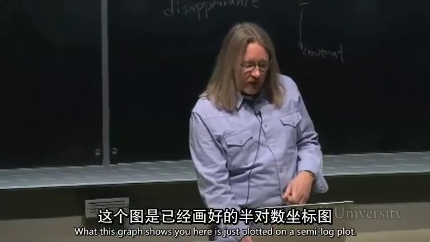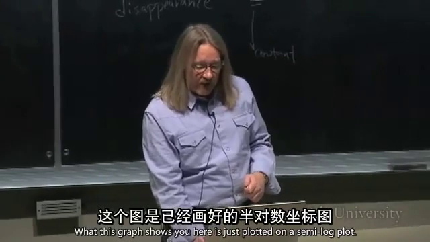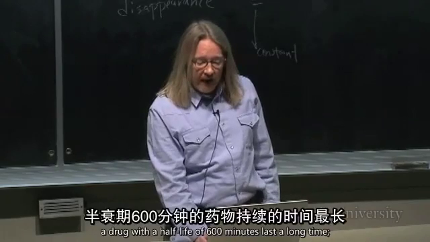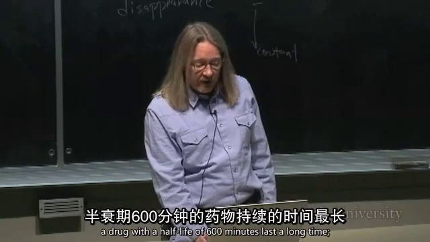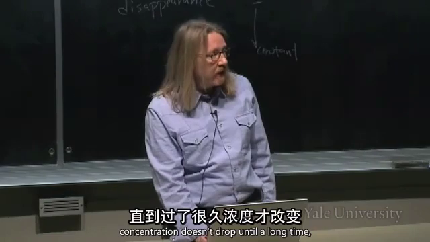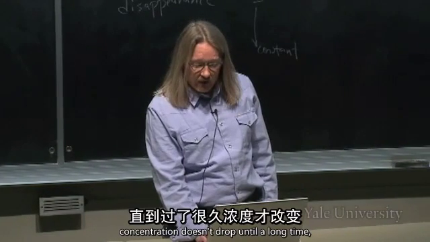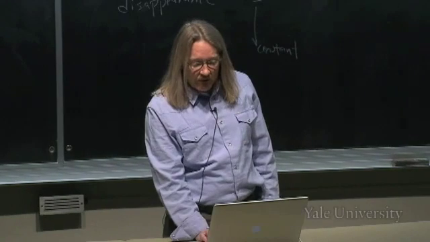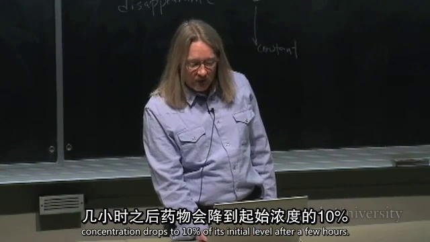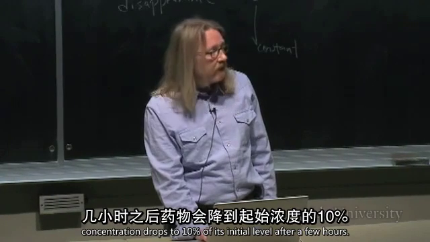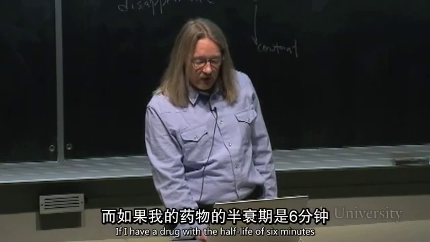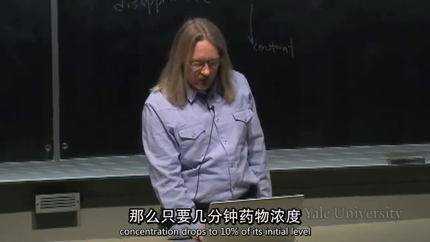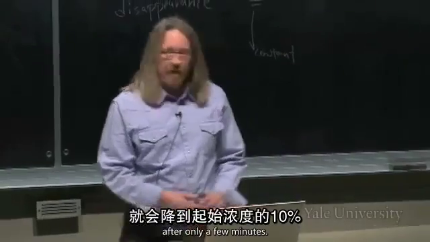What this graph shows you here, just plotted on a semi-log plot, is the difference between these curves if I had drugs with different half-life. A drug with a half-life of 600 minutes lasts a long time, right? Concentration doesn't drop until a long time, many, many hours. If it has a half-life of 60 minutes, concentration drops to 10% of its initial level after a few hours. And if I have a drug with a half-life of 6 minutes, concentration drops to 10% of its initial level after only a few minutes.